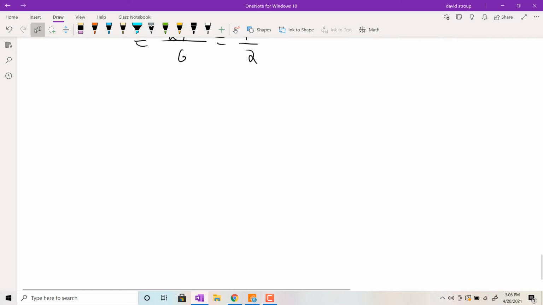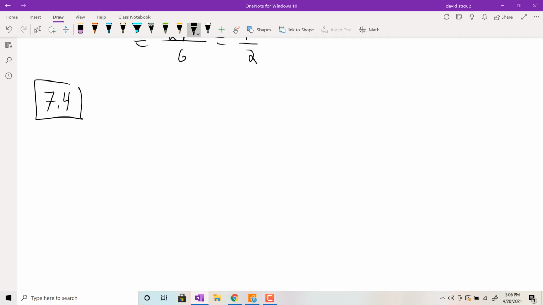Let's do 7.4. I also want to throw in arc length, because arc length comes up, it seems like, again and again. We saw it here in 7.4 first. Let's see what kind of question: 7 to 19 odd.